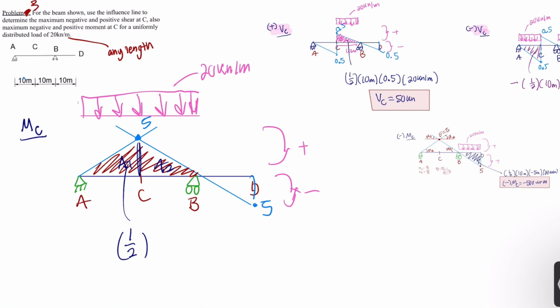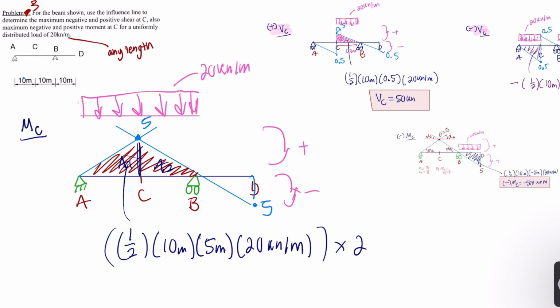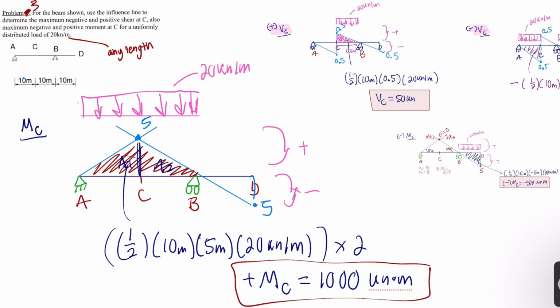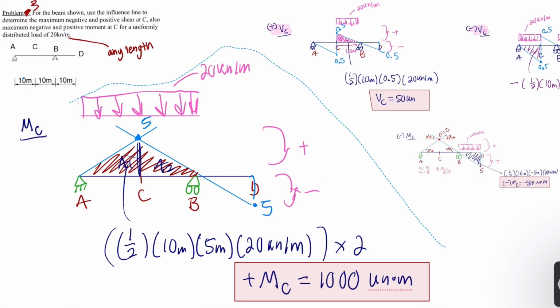So it's 1/2 base, 10 meters, times the height, which is 5 meters, times the load, which is this. And then I went ahead and multiplied this by 2 since there are 2 of the same area. And we get that the maximum positive moment at C is equal to 1,000. And this is the answer for the last part of this problem. And this is the whole problem completed.